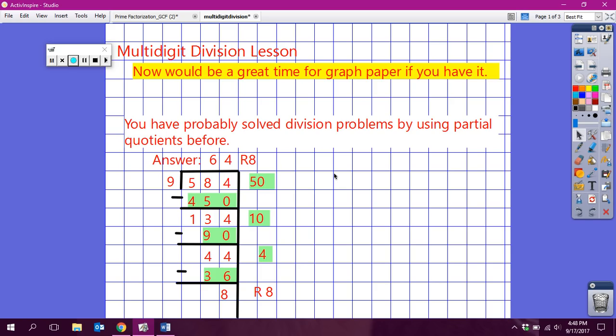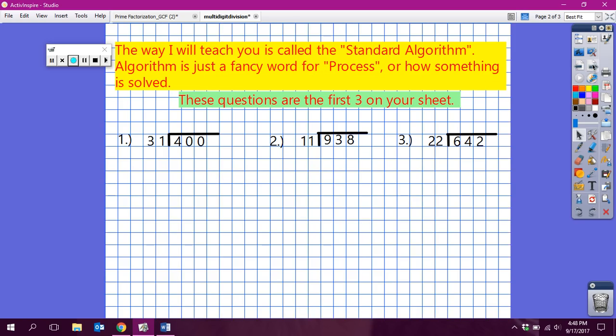But what has to happen is that instead of writing this remainder 8 nonsense, we have to make this into a decimal number, okay? And I know you're probably groaning, but stop it. Decimals are a good thing, okay? Decimals are in your money. You like money, right? Okay, so moving forward here, I'm going to teach you what's called the standard algorithm. And I know the word algorithm sounds really complicated, but it's just a fancy word for the process that you use or how you solve something.